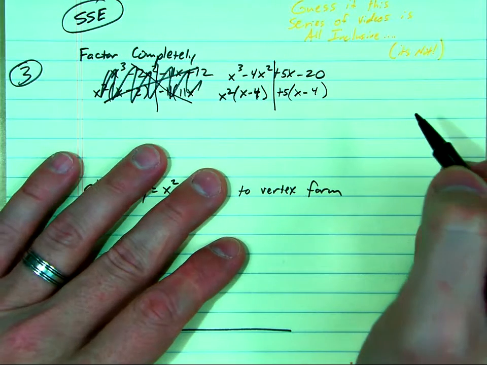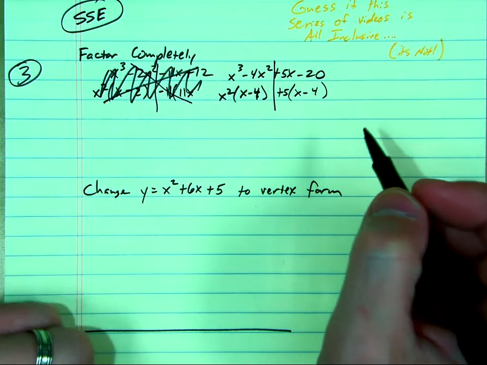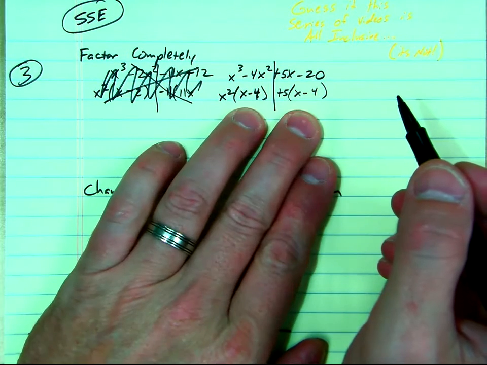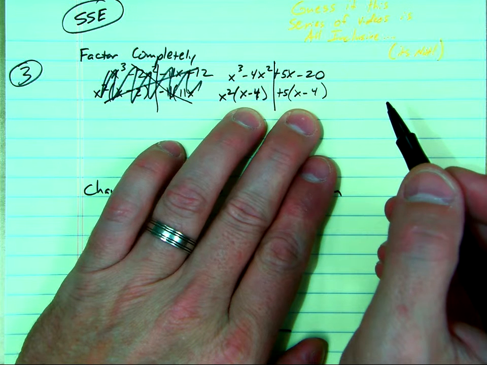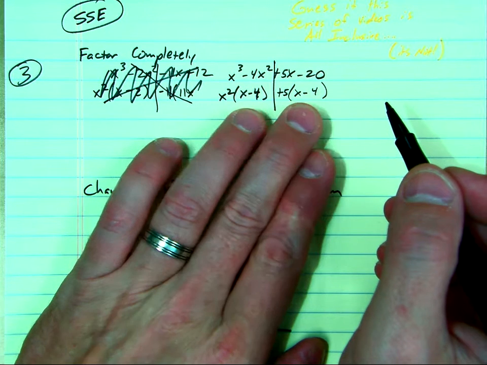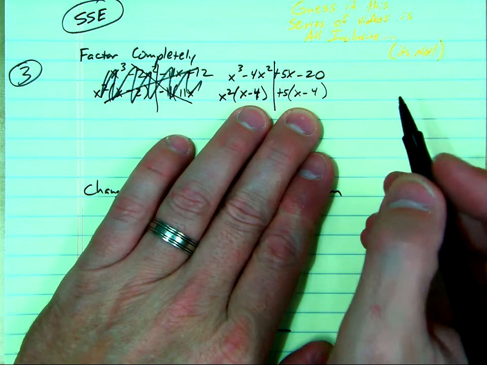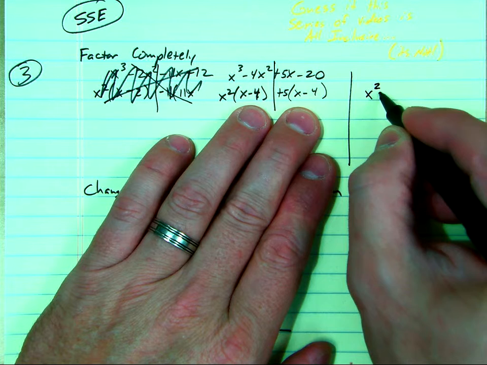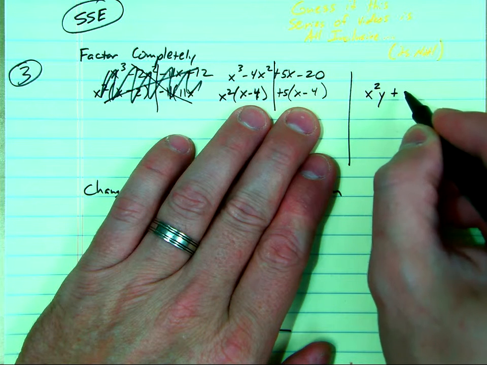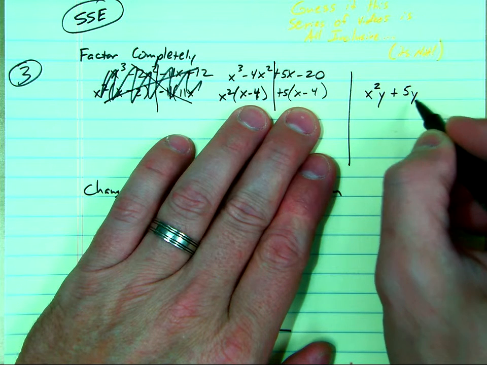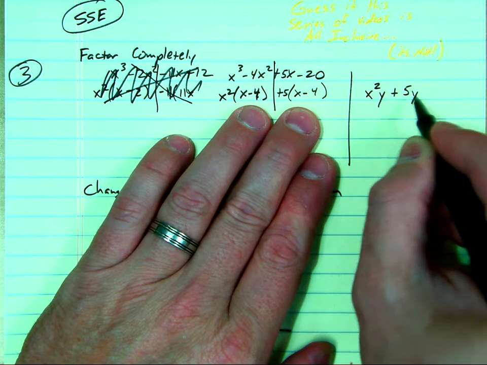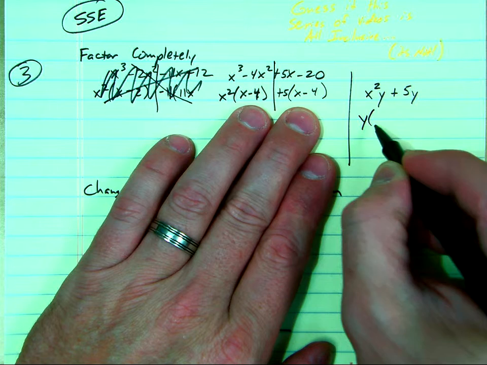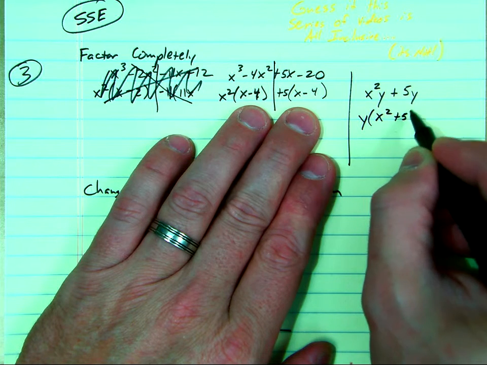Now, this is where a lot of students would get lost, okay? Think of this x minus 4 as another GCF. X minus 4 is the GCF. Watch this. Let me write this differently. If I said x squared y plus 5y, what's the GCF of those two terms? Wouldn't it be y? Couldn't you just pull that GCF out and leave the x squared plus 5 inside?